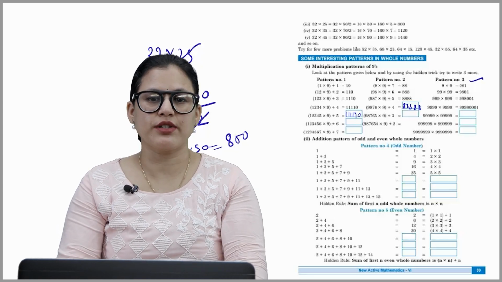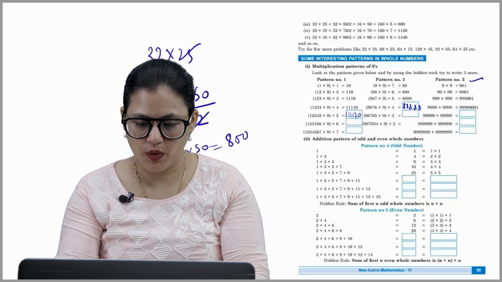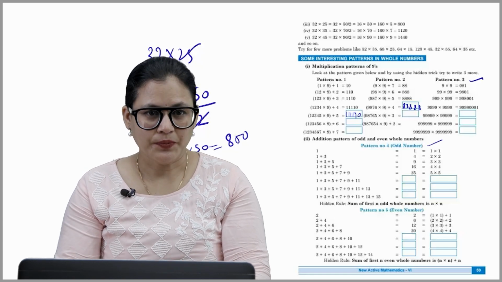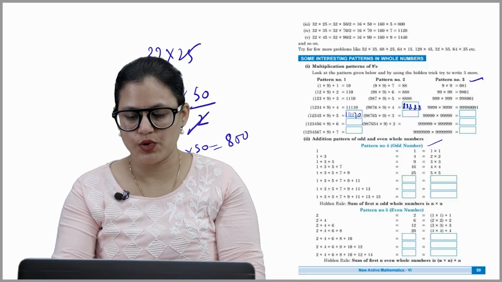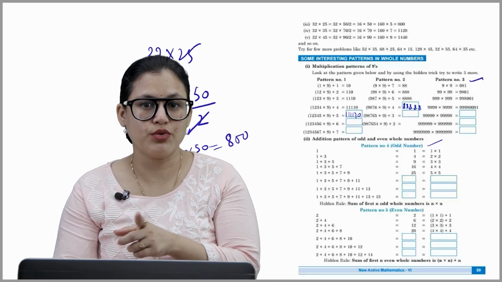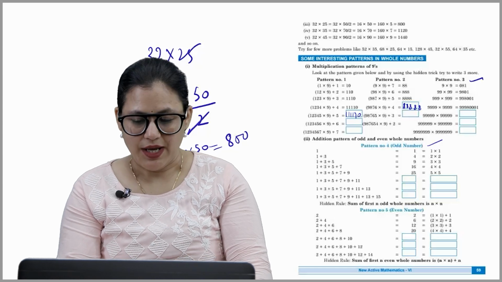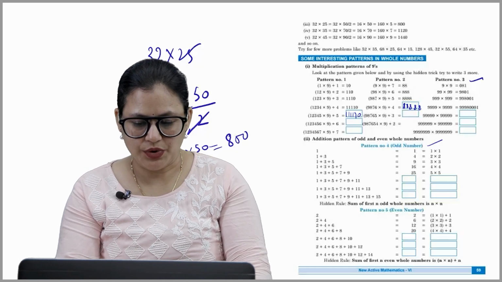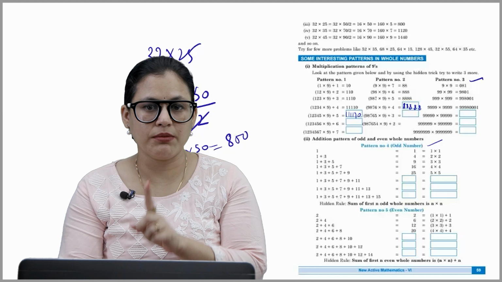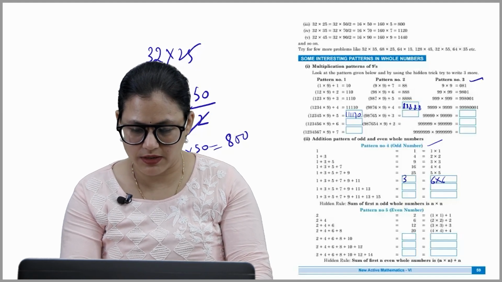Number 2, addition pattern of odd and even whole numbers. Now, pattern number 4, odd numbers. 1 is equal to 1 into 1. 1 plus 3 is equal to 4, which is 2 into 2. See, these are making square numbers. 1, 2, 3, 4, 5, 6. How many odd numbers are there? So, 6 into 6 is equal to 36.